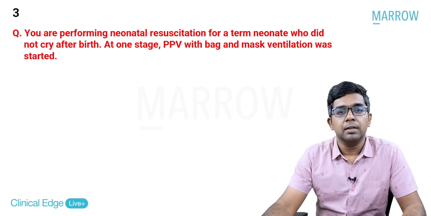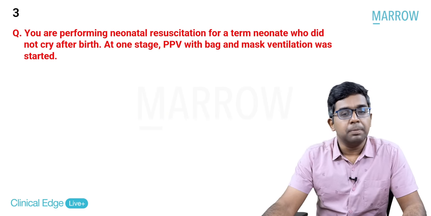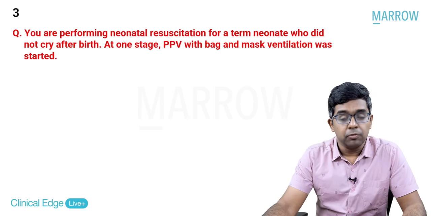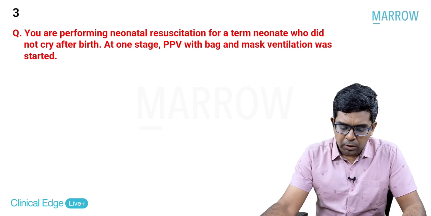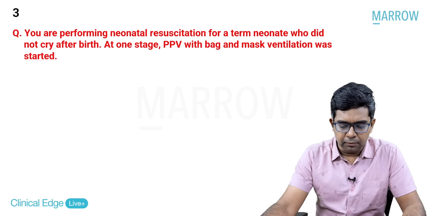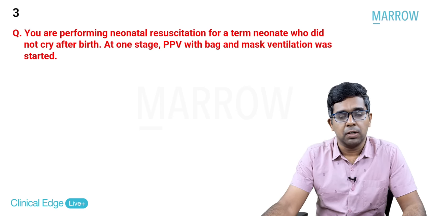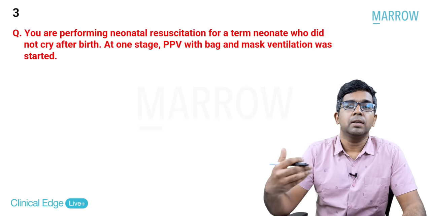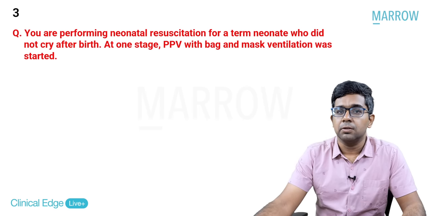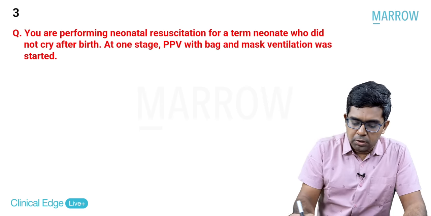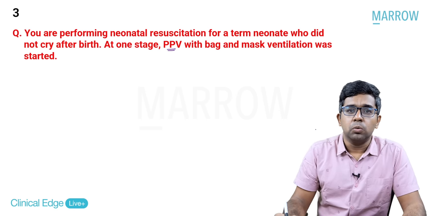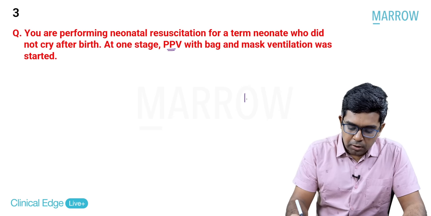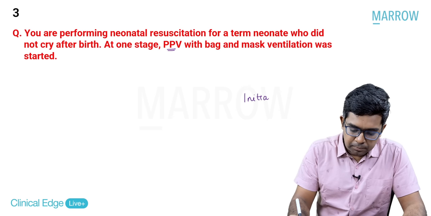Moving on to the third clinical vignette. You are performing a neonatal resuscitation for a term baby who did not cry after birth. At one stage, positive pressure ventilation with bag and mask ventilation was started. Now you have to quickly recap what you have learned in neonatal resuscitation. At what stage will you start positive pressure ventilation? Remember what we do immediately after birth if the baby is not crying? That is what is called the initial steps of resuscitation.